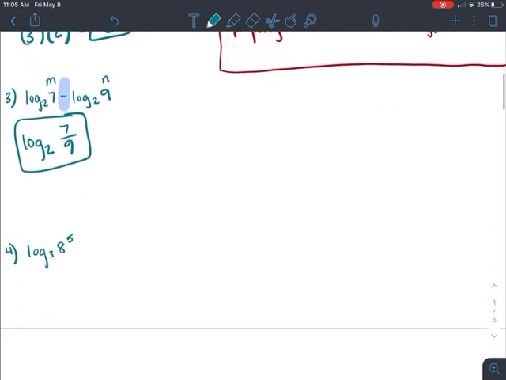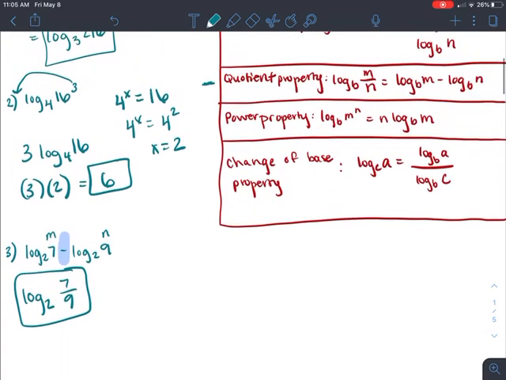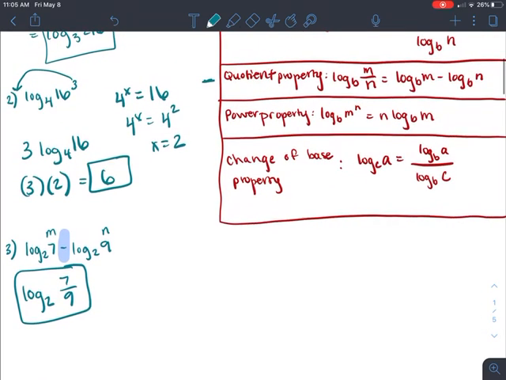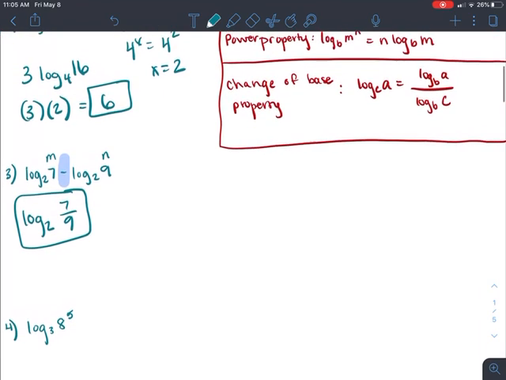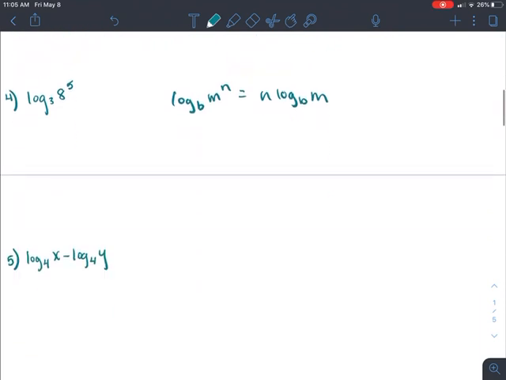So here we go. We got log 3, 8 to the 5th. Now this looks a lot like the problem that I did in number 2. So I can say, okay, this is probably the power property again. I'm going to write it here for myself: log b of m to the n equals n log b of m. This is just for my sake, so that I don't have to scroll back and forth, because I don't have them memorized. So what I'm going to do is my log b, which is log 3. That's this, and 8, so 8.